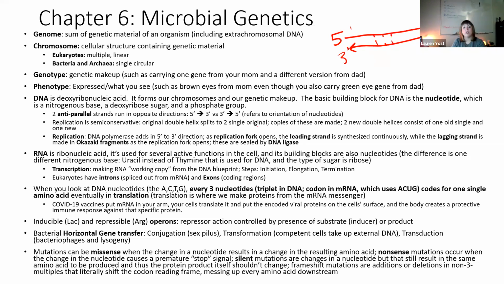Horizontal gene transfer. The three biggies are going to be conjugation, transformation, and transduction. Essentially, conjugation is movement of DNA between bacterial cells via the sex pilus, so making copies and just feeding it through to the other cell. Transformation is picking up DNA from your outside environment. If you are a competent cell, you can do that.